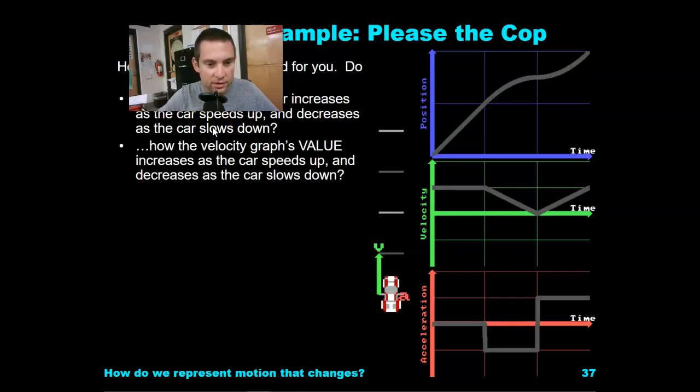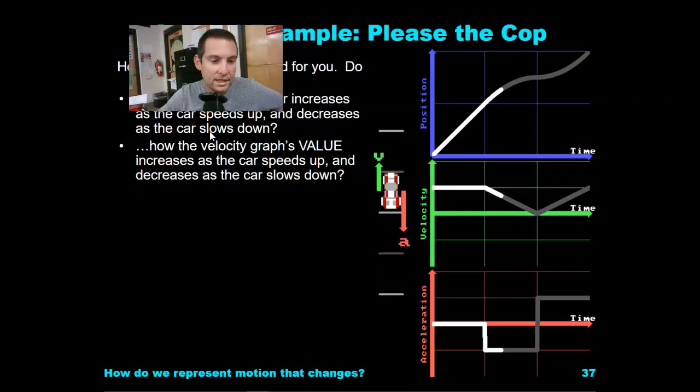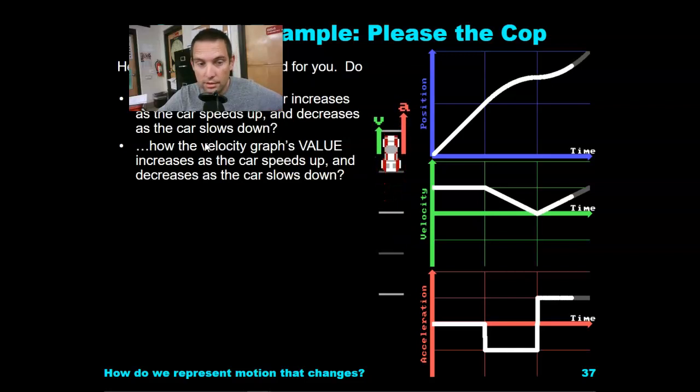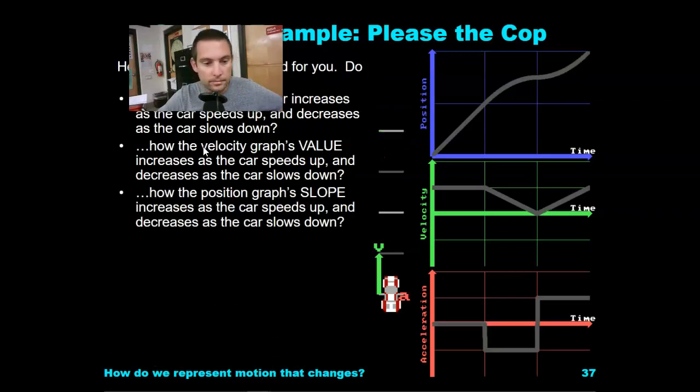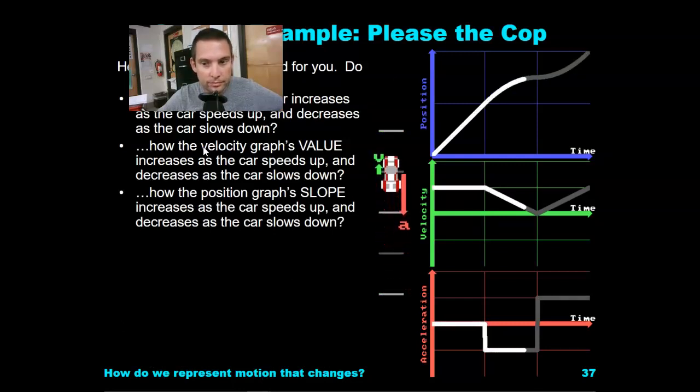Notice how the velocity graph's value increases as the car speeds up and decreases as the car slows down. Notice how the position graph's slope increases as the car speeds up and decreases as the car slows down.